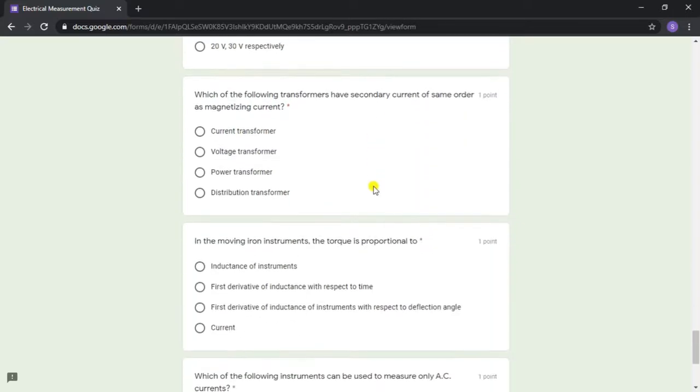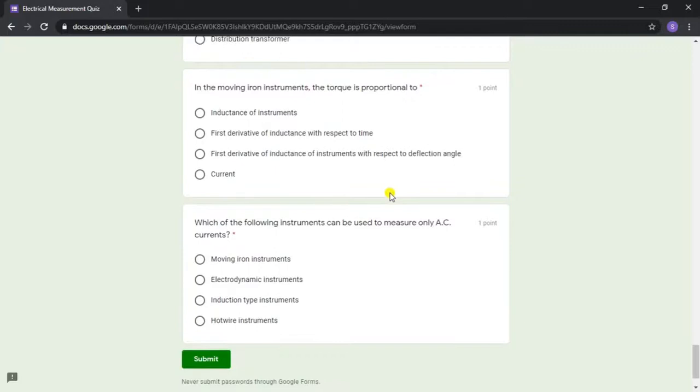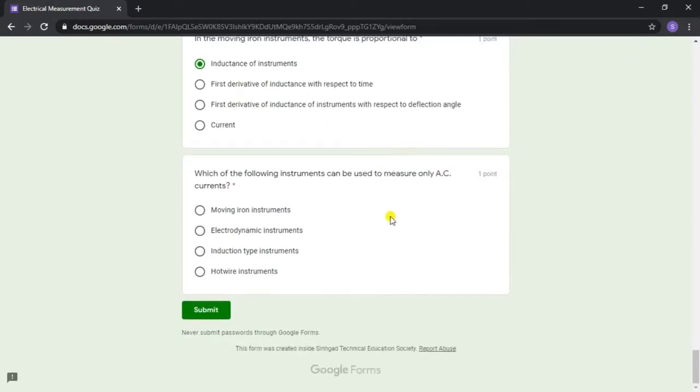Question: which of the following transformers have secondary current of same order as magnetizing current? Answer: voltage transformer. Question: in the moving iron instruments, the torque is proportional to? Answer: inductance of instruments. Question: which of the following instruments can be used to measure only AC currents? Answer: induction type instruments.